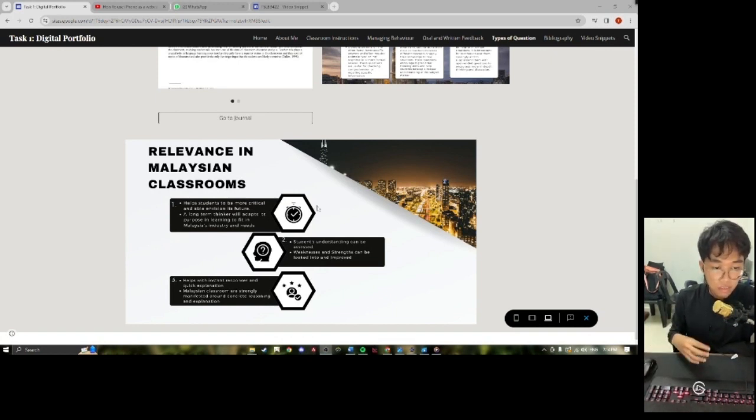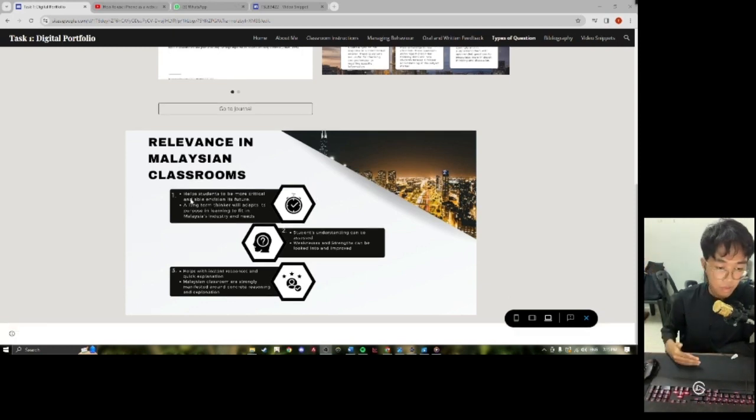Taking back the factors that Malaysian classrooms are usually somewhat weaker than foreign classrooms, we need to recognize that very successful questions, or great questions, help students to be more critical and able to envision their future. Questions that help them think about their future also closely trace back to the Malaysian classroom. Secondly, understanding can be assessed through questions, like I said, using yes and no questions, so that weaknesses and strengths can be looked into and students can actually improve.